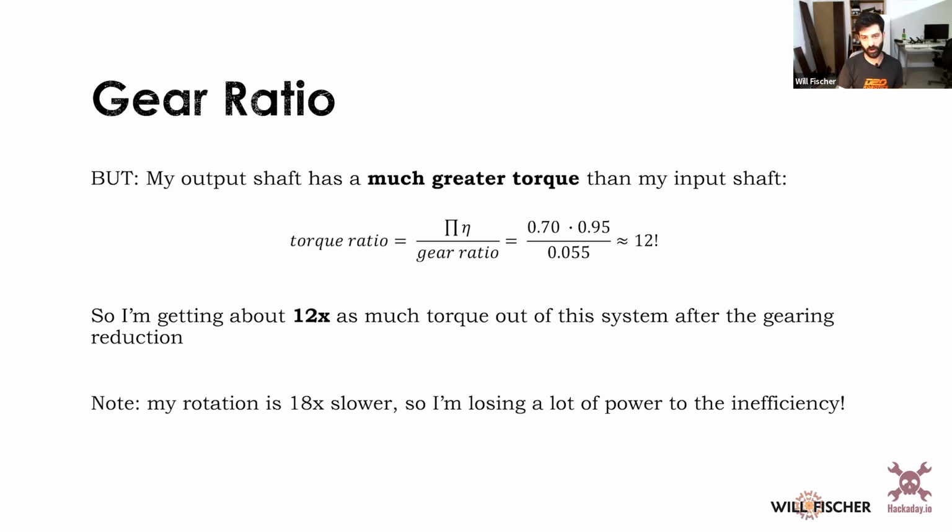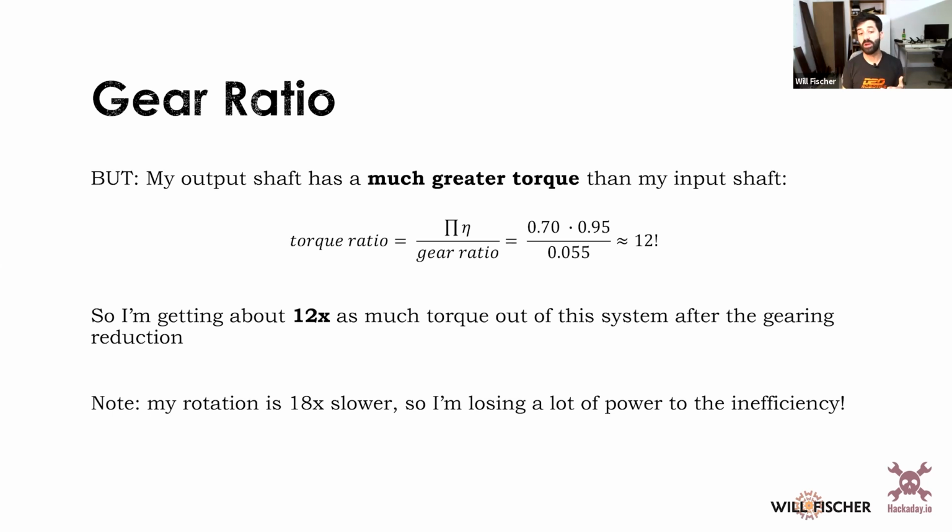So my gear ratio lives in the denominator of my torque ratio, and my efficiency lives up top. So I'm going to multiply out all my efficiencies. That's what that big capital pi is. So the product of all of my efficiencies, I'm going to then divide that by my gear ratio. So I'm going to be generating 12 times as much torque on that output gear as I had on my input gear because of this worm gear plus my spur gears, which are geared in the right direction.